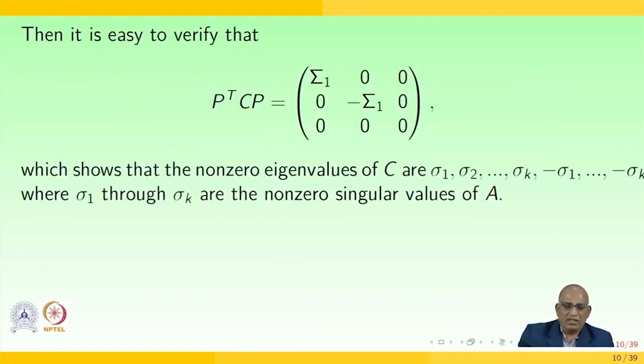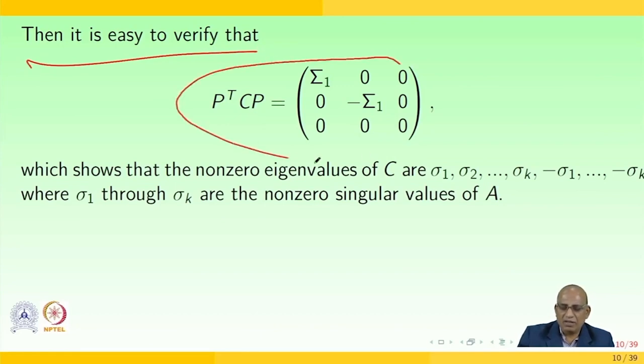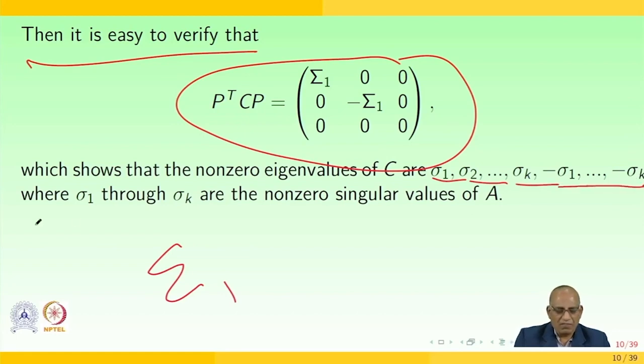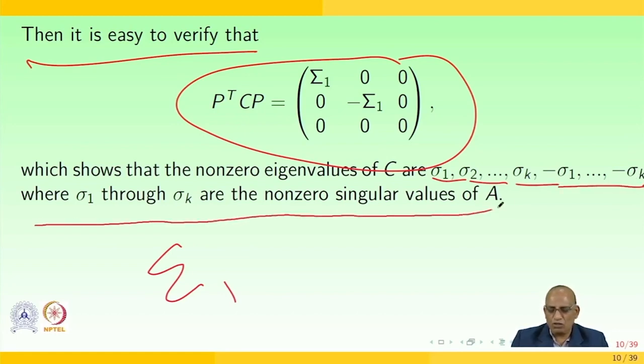Then it is easy to see that the matrix P transpose C P will be [sigma 1, 0, 0; 0, minus sigma 1, 0; 0, 0, 0]. So this sigma 1 is nothing but the diagonal matrix of singular values, which shows that the non-zero eigenvalues of C are plus and minus sigma 1, sigma 2, up to sigma k, where sigma 1 through sigma k are the non-zero singular values.